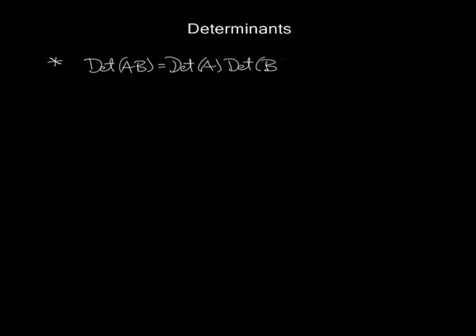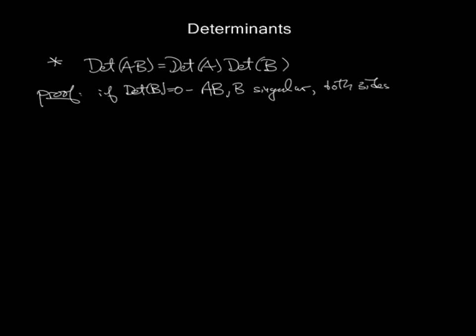Alright, now we're going to show this important property that the determinant is multiplicative. And this is really nice because you don't have to do some crazy calculation. It actually follows from the properties. So first of all, if the determinant of B is 0, then everything here is 0. So it's true. So let's assume that the determinant of B is not 0. That's the interesting case.